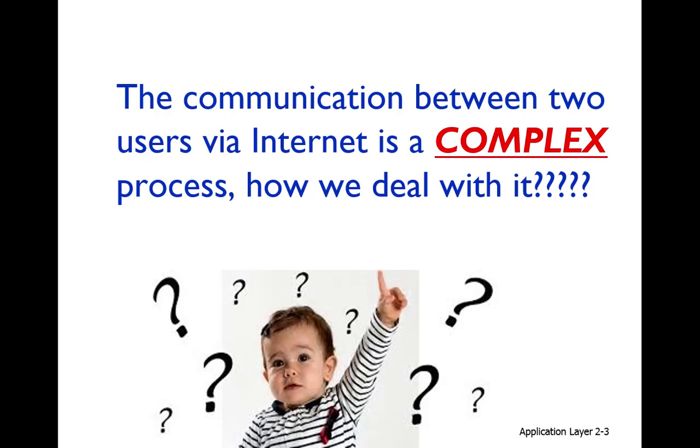Let me remind you that communication between two users via the internet is the communication between two internet applications. This communication is a complex process. So how do we deal with it? We deal with it by dividing it into layers. Internet communication is divided into 5 layers: application layer, transport layer, network layer, data link layer, and physical layer.